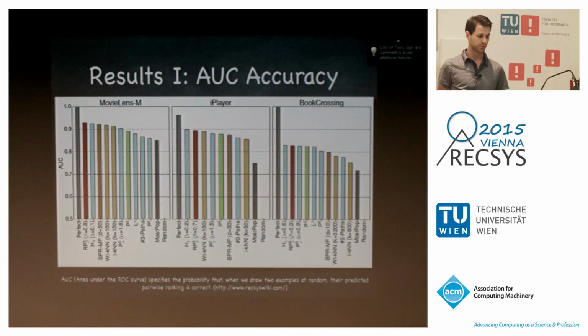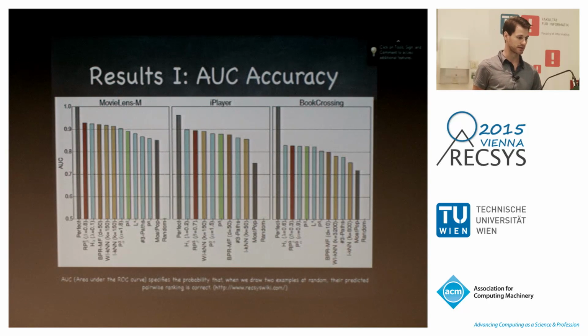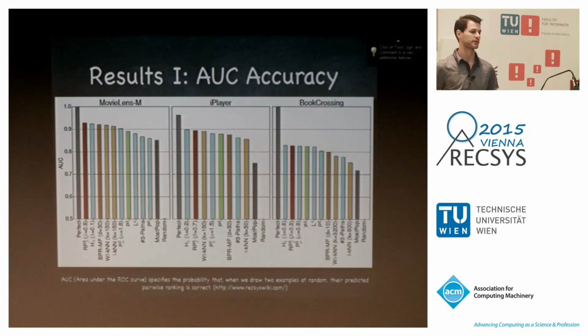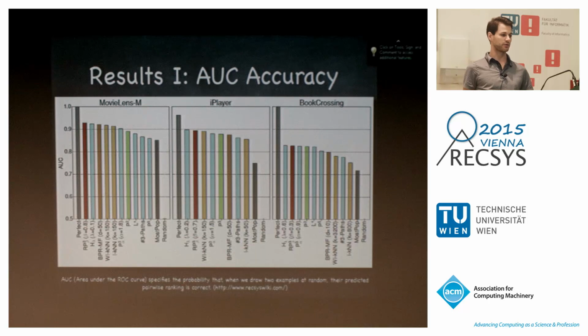Other quite well-performing vertex ranking algorithms are H lambda. That is the best performing ranking algorithm overall for the iPlayer dataset and Book Crossing, and second best for MovieLens. Also quite good performing is P3 alpha, which is third best for all 3 data sets in terms of accuracy.